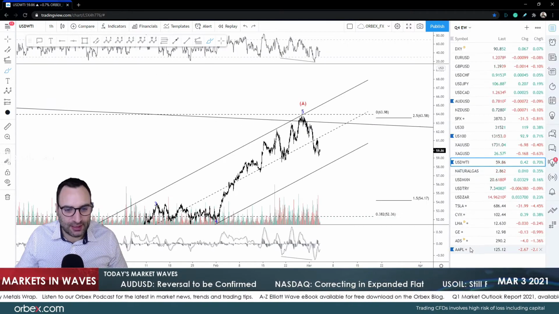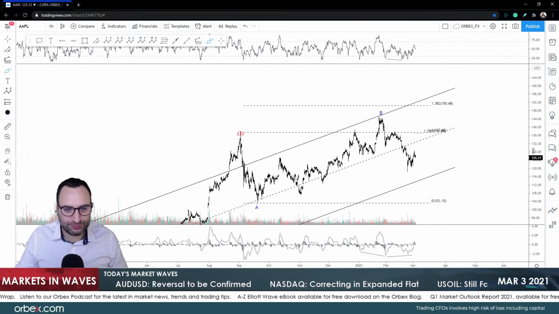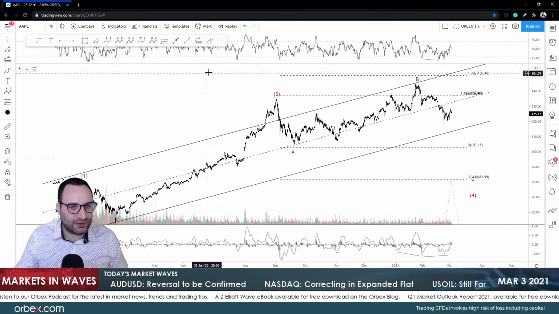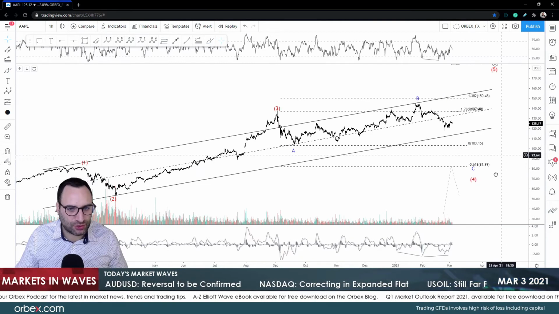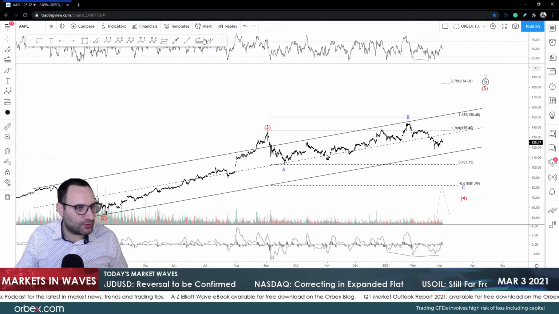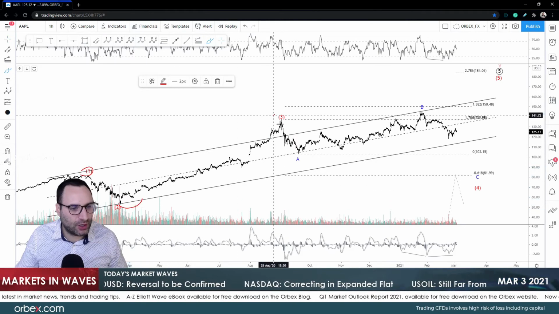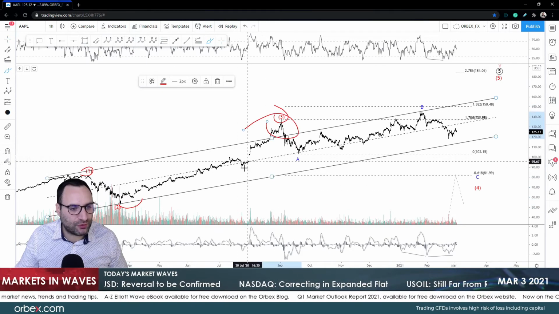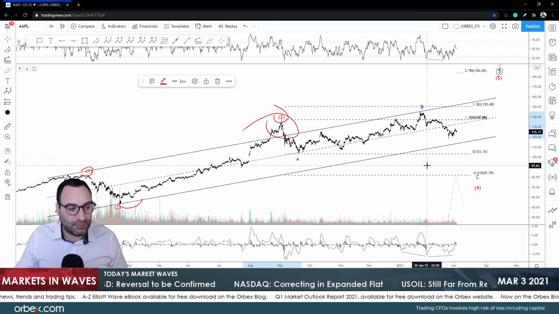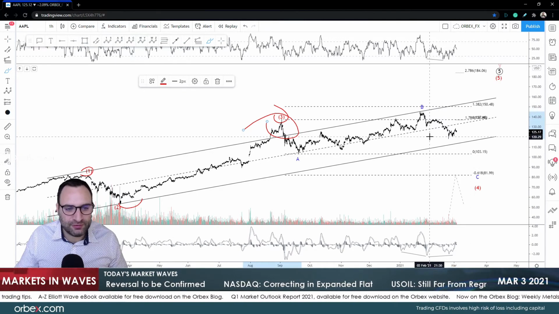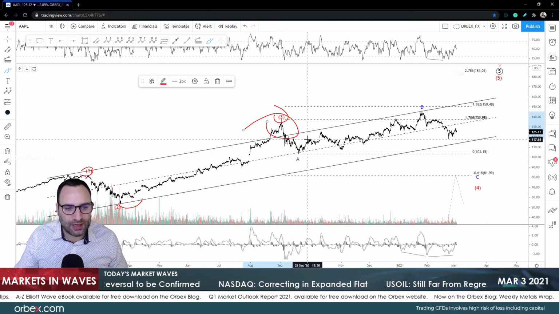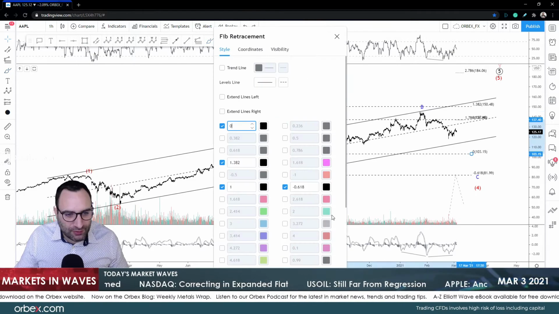And last and quickly, Apple. Apple has a very interesting structure as well. So we had this wave 1 down here done, wave 2, wave 3 with an impulse that was a false break, and then I'm expecting wave 4. And I'm expecting wave 4 again as some sort of running flat over here.